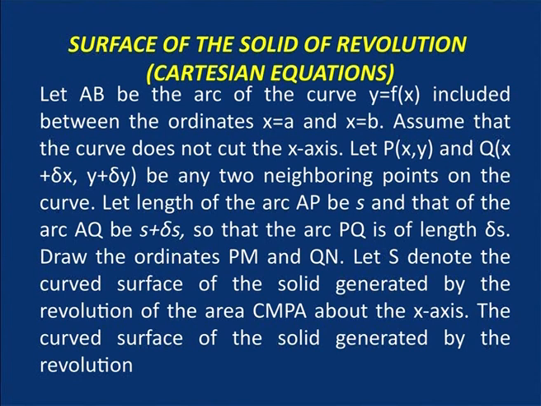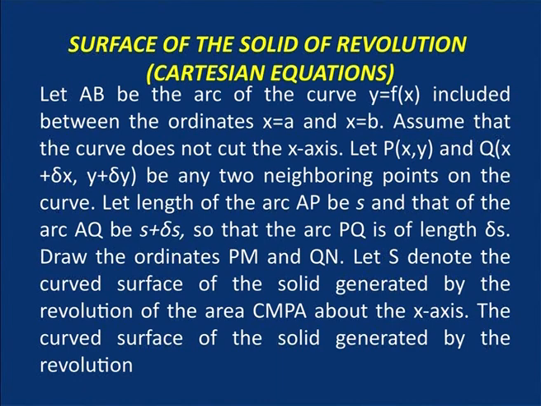Let P(x, y) and Q(x plus delta x, y plus delta y) be any two neighboring points on the curve. Let the length of the curve AP be s and that of the arc AQ be s plus delta s, so that the arc PQ is of length delta s. Draw the ordinates PM and QN. Let S denote the curved surface of the solid generated by the revolution of the area CMPA about x axis.